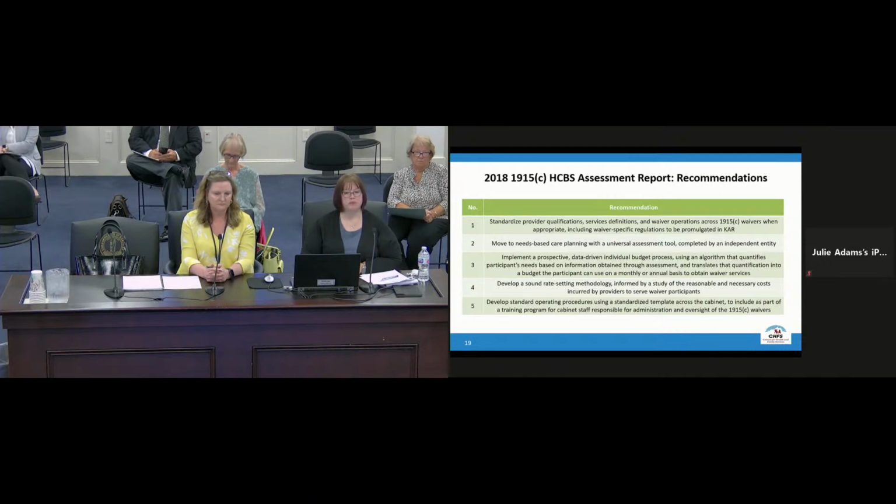Talking about the budget process, looking at how can we modify that to make sure again that we have individuals that are getting the right types of services that they need. The rate setting methodology, looking at the cost that providers incur to provide services to individuals, what it costs to serve them, and really to have that methodology so that we can have a strong provider group.